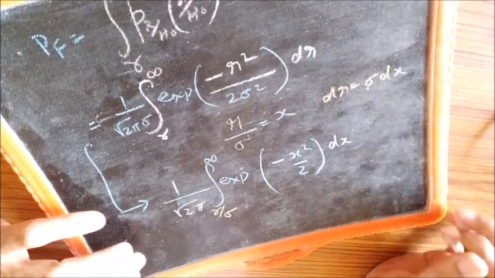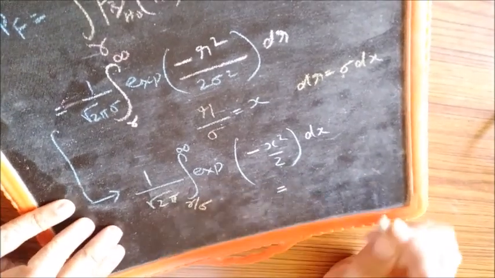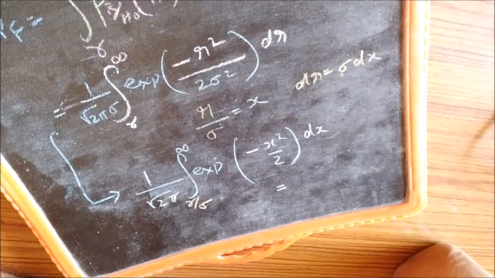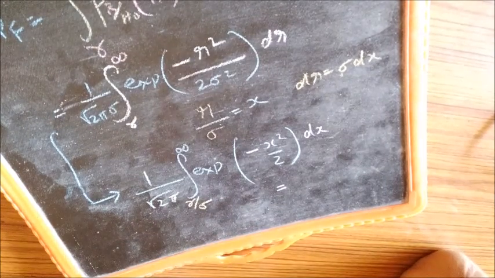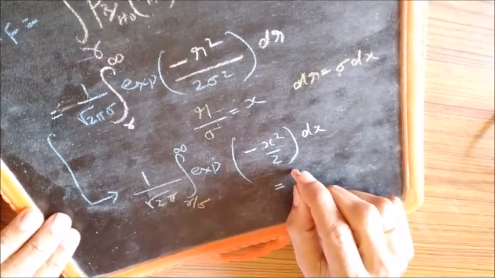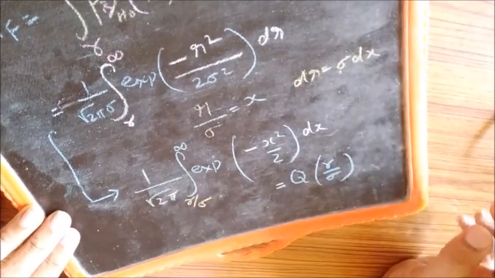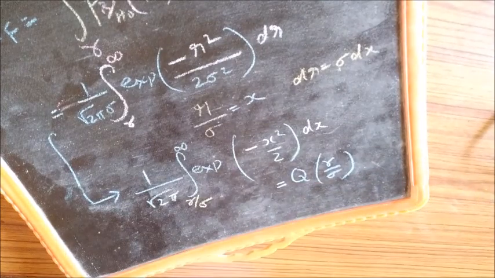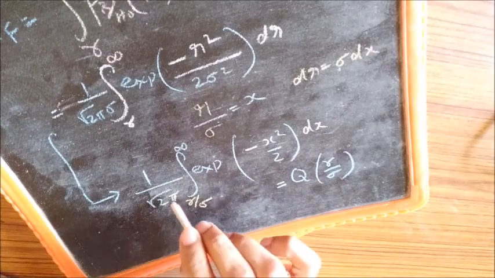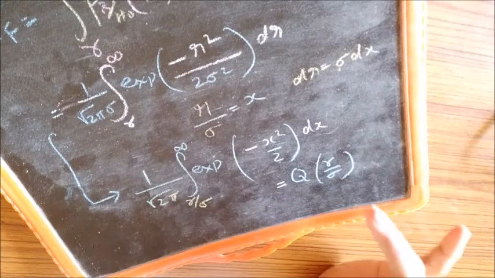So this is what we have, and this has to be integrated numerically. Once you know the value of gamma and sigma, you can perform this integration numerically, but the standard result is that you can express this as Q of gamma by sigma, where Q is the Q function. The Q function will be tabulated; you will get a table of Q functions if required. Of course, this can also be expressed in terms of the complementary error function, which we will not do. We will use the Q function.